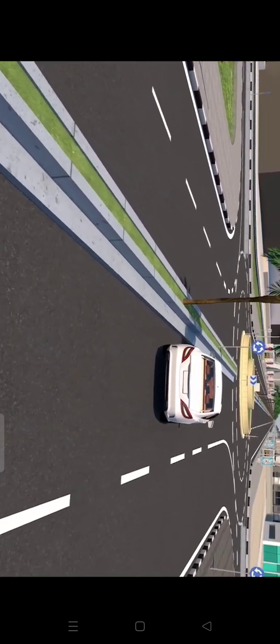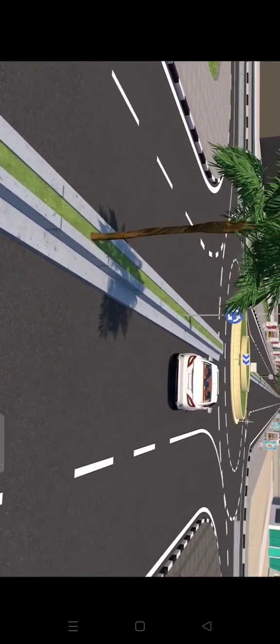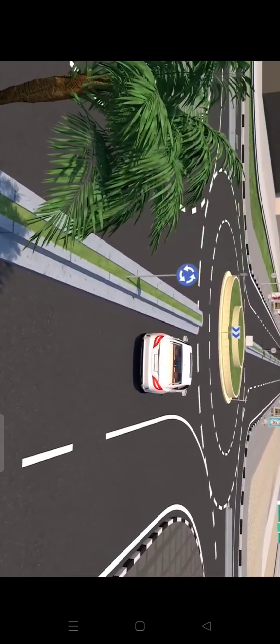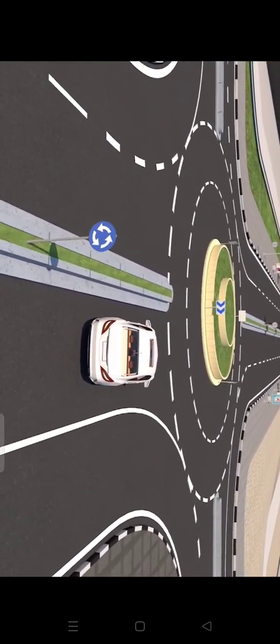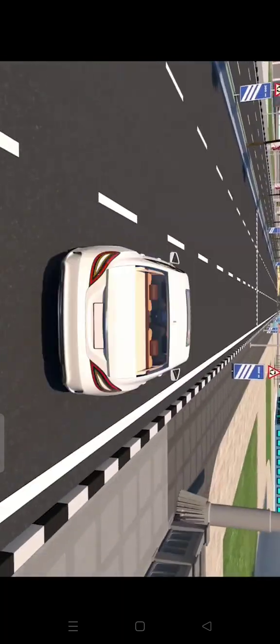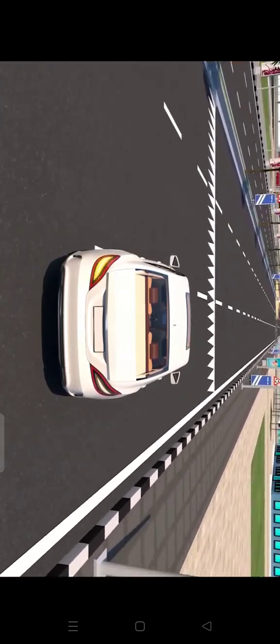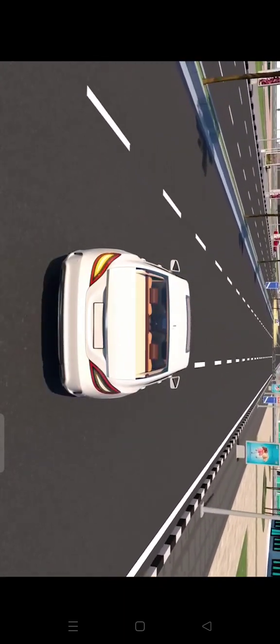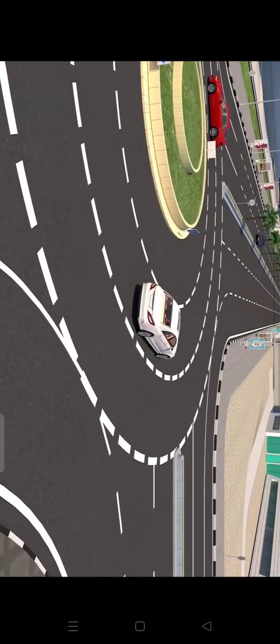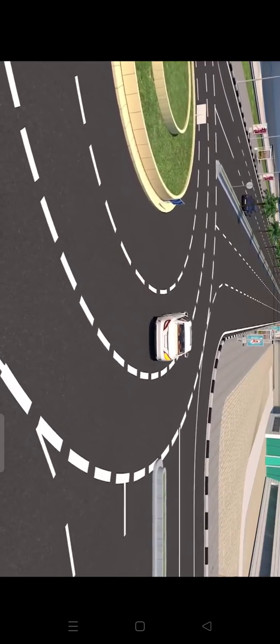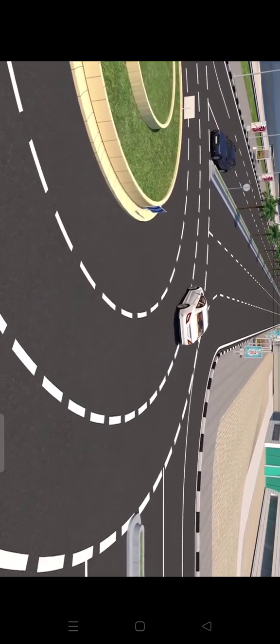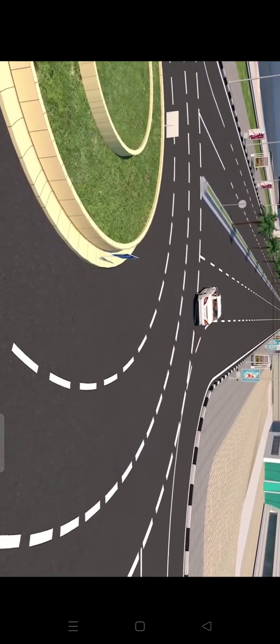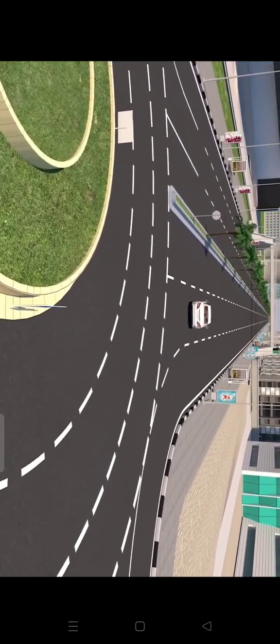When using the third exit of the roundabout, use the left lane to enter a two-lane roundabout, or use the middle lane in a three-lane roundabout, and use the right indicator when passing the second exit of the roundabout. And always watch for vehicles to see the blind points.